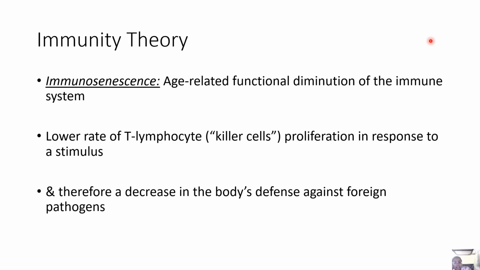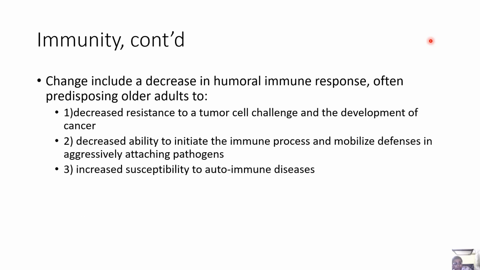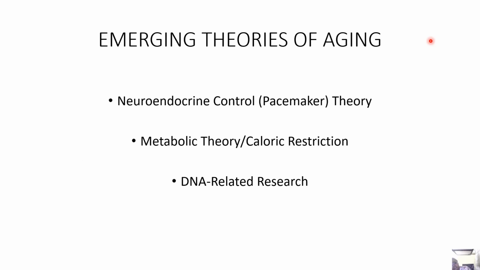Immunity theory is immunosenescence, the age-related functional diminution of the immune system, a lower rate of T lymphocyte or killer cell proliferation in response to stimulus, and therefore a decrease in the body's defense against foreign pathogens. Now, if we continue, the changes include a decrease in humoral immune response, often predisposing older adults to decreased resistance to a tumor cell challenge and the development of cancer, decreased ability to initiate the immune process and mobilize defenses in aggressively attacking pathogens, and increased susceptibility to autoimmune diseases.